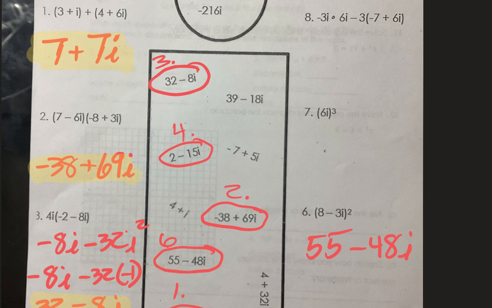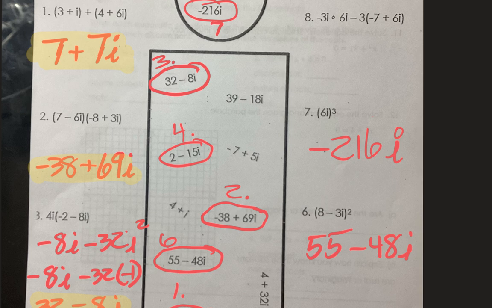So now we're doing 6i raised to the third power. Okay, so we're not going to have enough room. We're going to go back to ours. We should have negative 216i. So we have that here. And that was question number 7. So negative 216i.